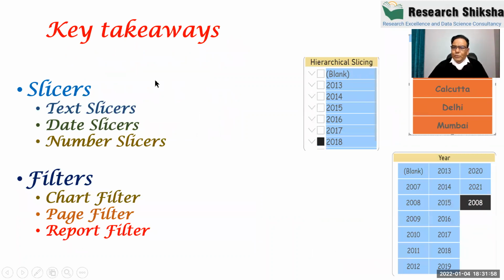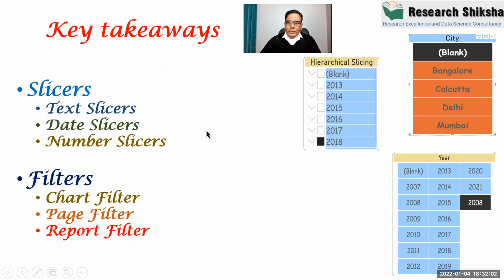There are two important features in Power BI. These are slicers and filters. Like you can see on the right hand side, we have the buttons. If you click on Bangalore, the data will come here in the graph. If you click on Calcutta, the Calcutta result will come. Delhi, Mumbai. So you can select, you can filter.